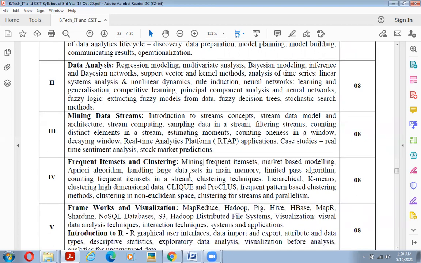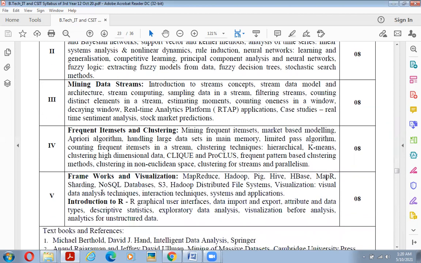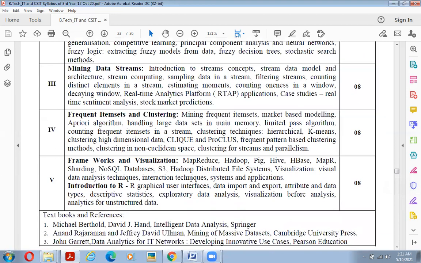Then the fourth unit is a unit of data mining: mining frequent item sets, market-basket modeling, the Apriori algorithm, handling large data sets in main memory, limited pass algorithm, counting frequent items in a stream, clustering techniques, hierarchical and k-means clustering, high dimensional data, CLIQUE and ProCLUS, frequent pattern clustering methods, clustering in non-Euclidean space, clustering of streams and parallelism.